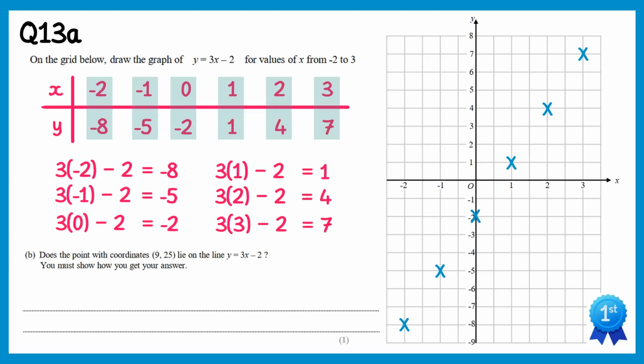If you've done this correctly, they should form a straight line, so take a ruler and join them up with a straight line. For part B of this question, we need to decide if the point (9, 25) would be on this line. To do that, we're going to substitute 9 into the function to see what we get out. So if we do 3 lots of 9 and then take away 2, 3 lots of 9 is 27, so it's 27 take away 2, which gets you 25, which was the y coordinate. So when you substitute in 9, you do get 25 out, so the answer is yes, this is on the line.